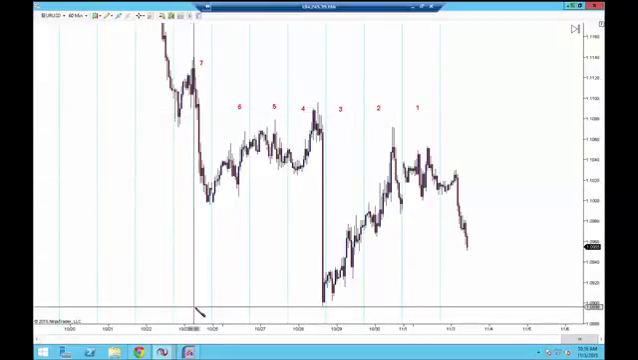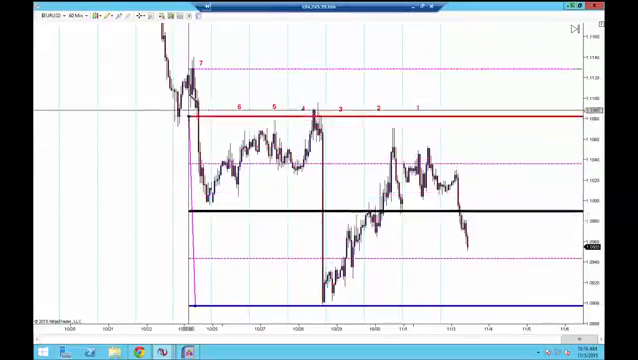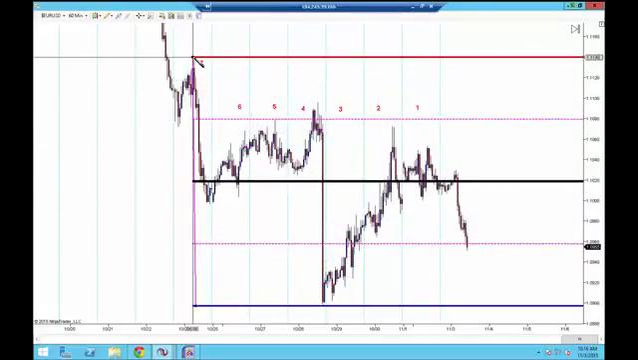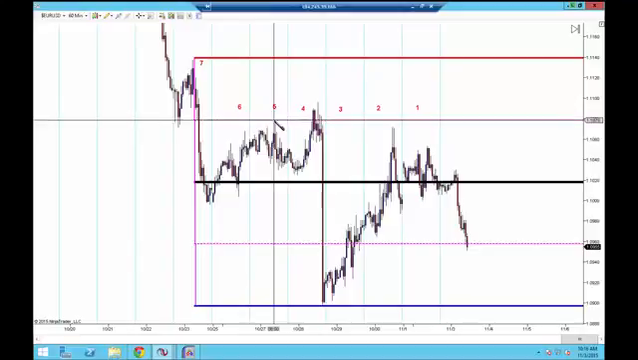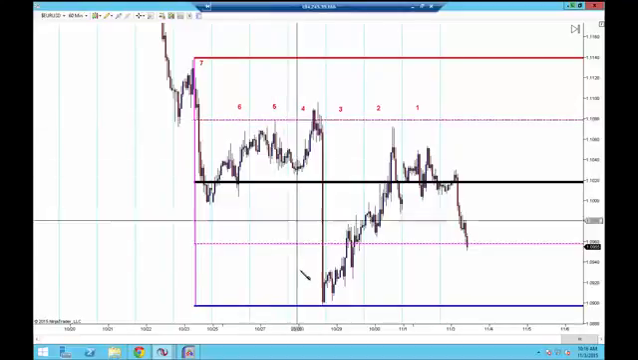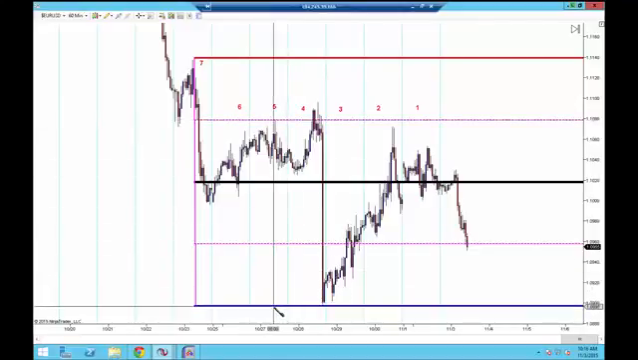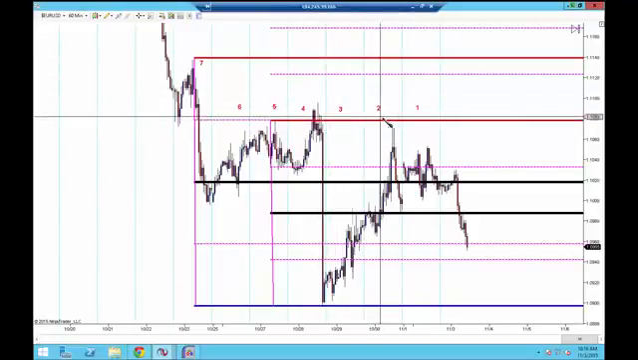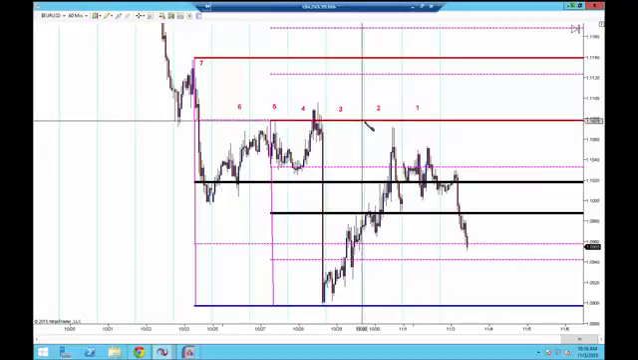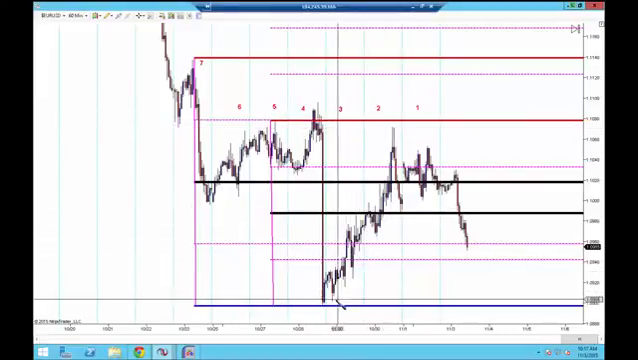Market low, market high, 7 days. That's called the 7-day balancing point. The next one is a 5-day balancing point. All right, and you start to see where the market balances in terms of highs and lows. Then I like to look at the 3-day balancing point, market high and low for the past 3 days.